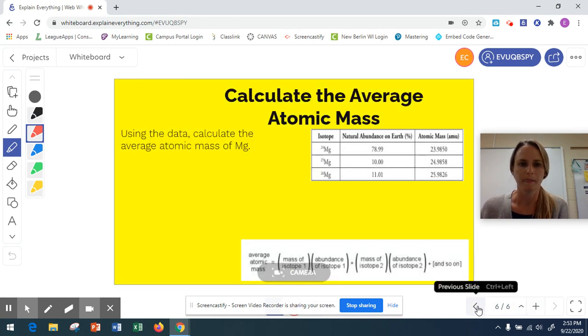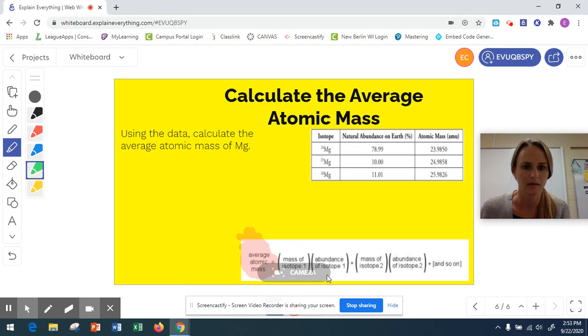All right, so let's calculate. First, why don't you take a second and make sure you write this equation down here. So this is how we calculate the average atomic mass. So it says average atomic mass equals, and you're going to take, let's use a different color here.